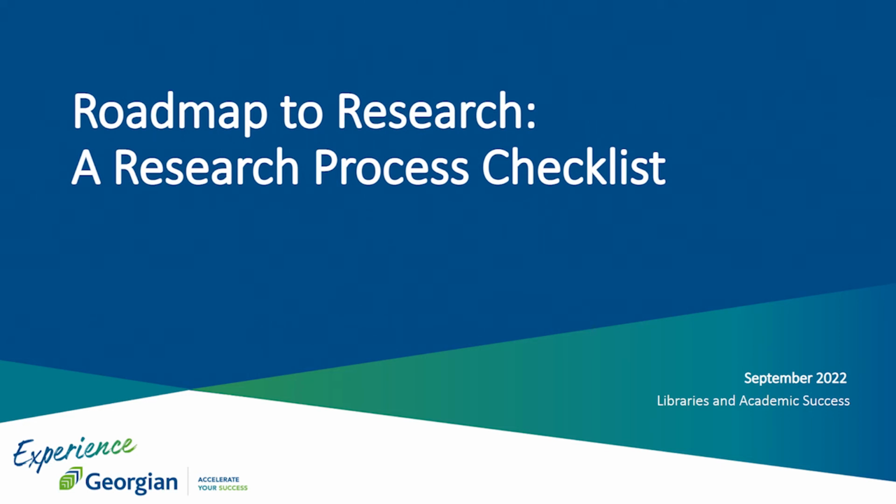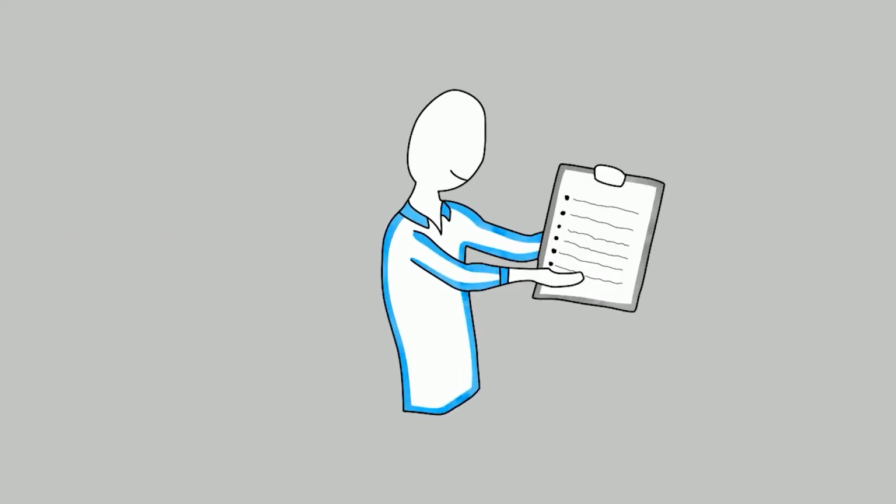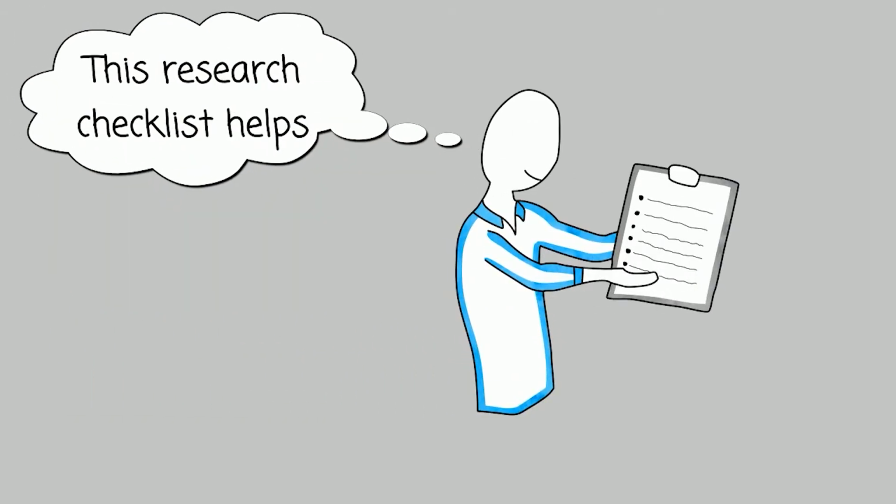Roadmap to Research, a research process checklist. It's helpful to have a process or checklist to follow when you're researching. Let's look at a 6-step checklist to take you through the steps.